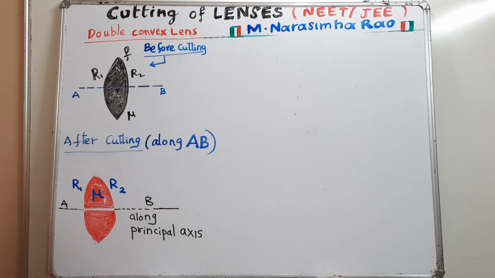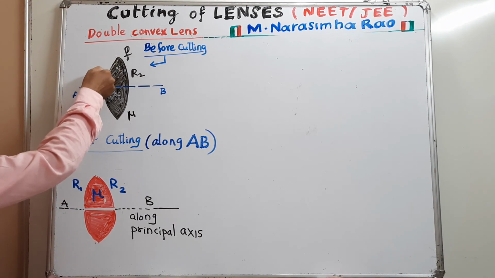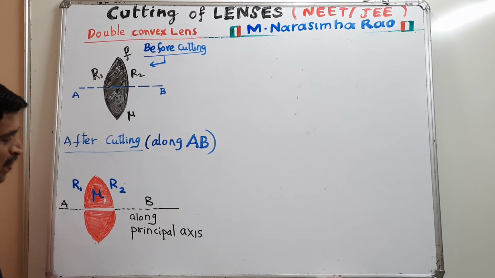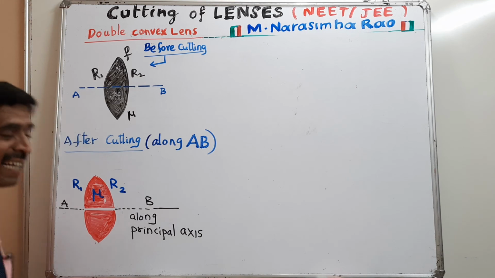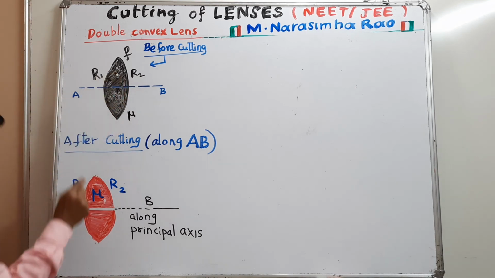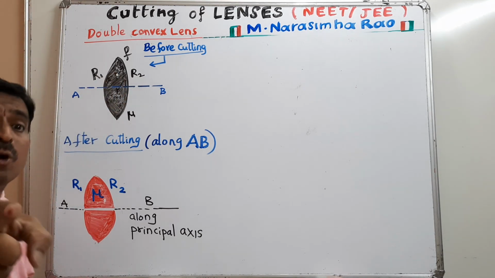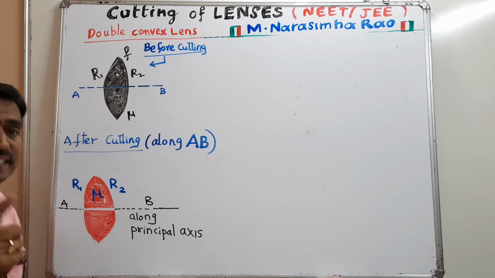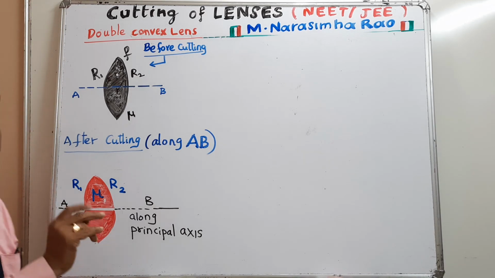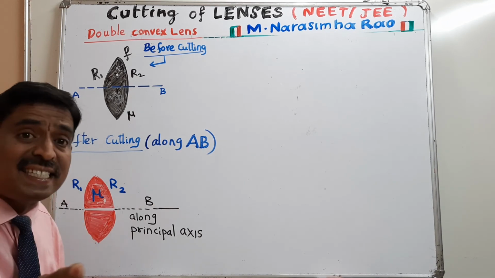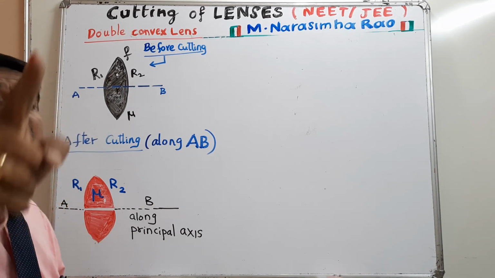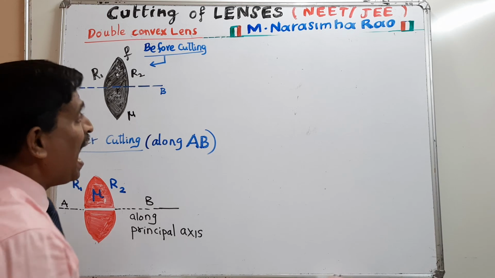Please listen. Radius of curvature R1 is not changing. Radius of curvature R2 is not changing. Material of the lens is not changing. Refractive index mu is not changing. Then the focal length is also not changing. Focal length of the lens after cutting also remains the same.